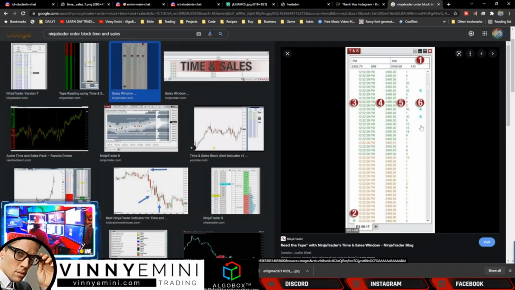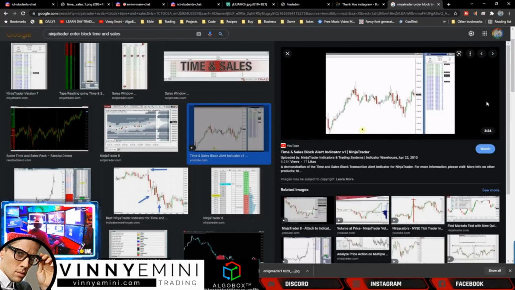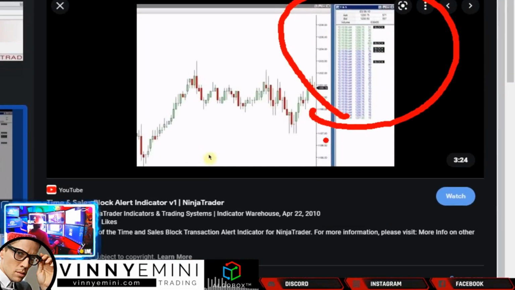Let's see, this one doesn't have them labeled, but you see the B over here on the right. Those are order block windows coming in on the time and sales. This is literally what it says, the time and the size of the sales that are coming in at that spot. Order blocks used to be a lot more easily detectable.